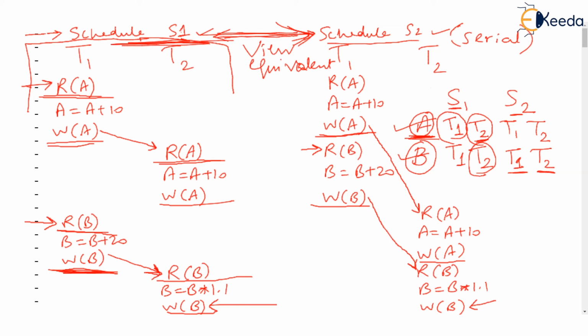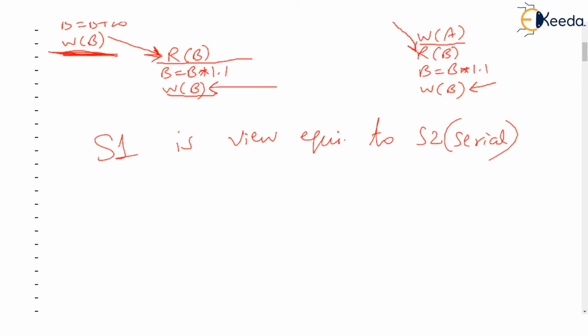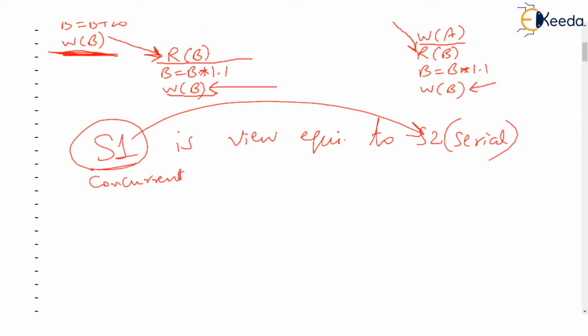Now, whenever any schedule is view equivalent to a serial schedule, then we say that the schedule is view serializable. Come again, I'll better write that. S1 is view equivalent, correct? I'll write in short, view equivalent to S2. But you know S2 is a serial schedule. So this schedule S1, which is a concurrent schedule, of course, because there is interleaving, is view equivalent to a serial schedule. Then we say S1 is view serializable.